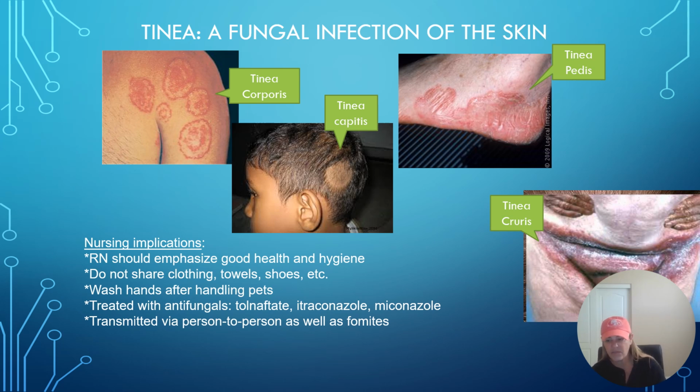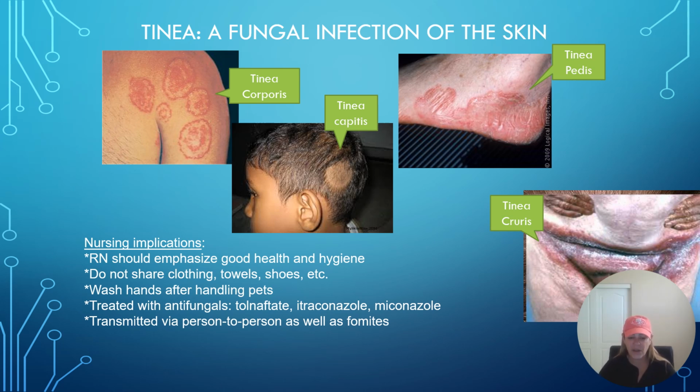Another type of infection is fungal infections of the skin. So we talk about tinea, and depending on the location is what you're going to call it. Tinea corporis is on the skin area, tinea capitis is going to be on the head area, tinea pedis is going to be on the feet. Makes sense. Tinea cruris is going to be in the diaper area or lower abdominal area.